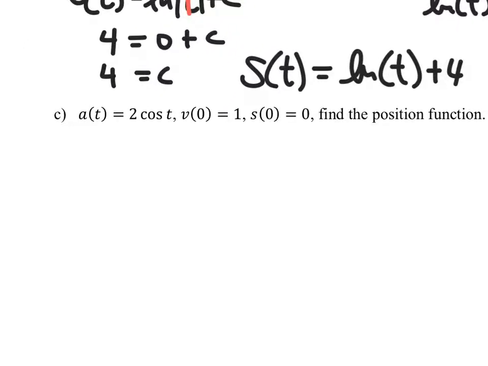Alright, here's a good one. Acceleration is 2 cosine of t. So the velocity, big V of t, would be, looks like, 2 sine of t plus c.